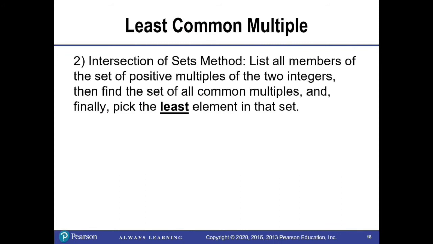Next, we have our intersection of sets method. So here we list the multiples of each of our numbers, and we want to find the smallest number that's in both lists.